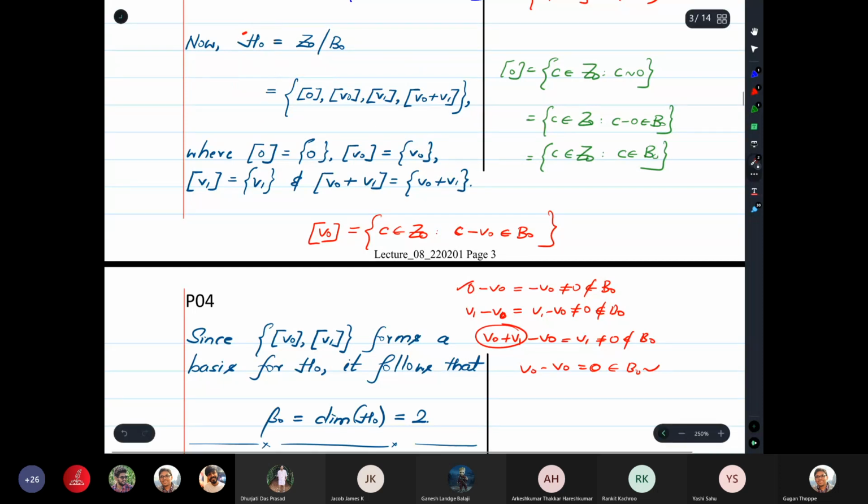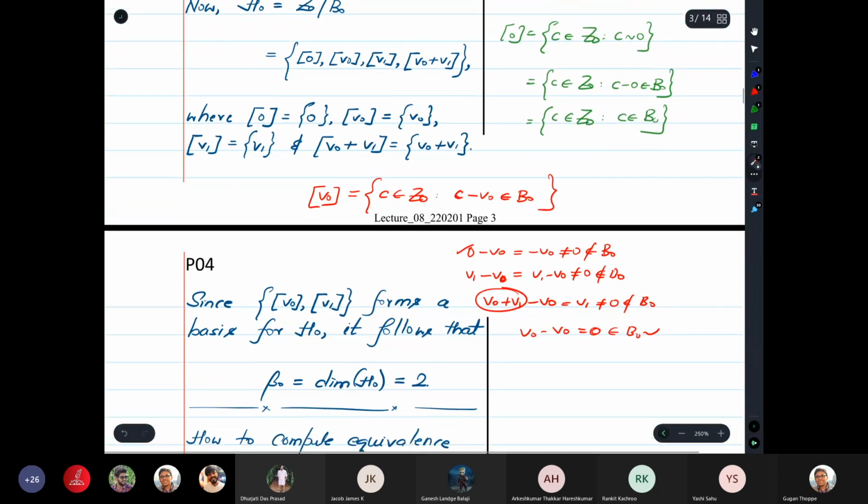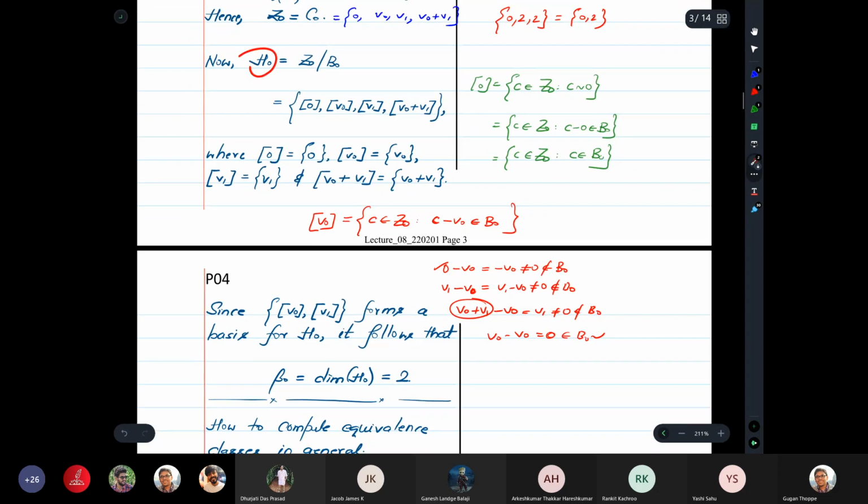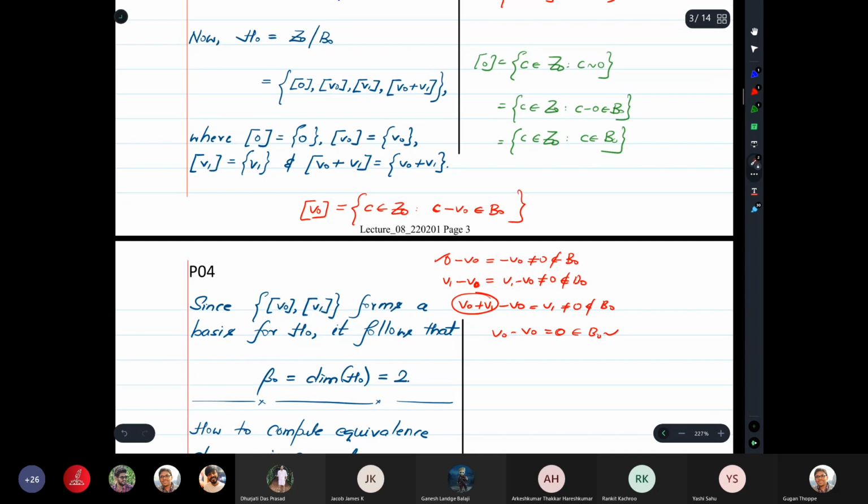For that we have to identify a basis, right? And one can see that the basis for this vector space is the set containing V0 and V1. Every element in this set can be constructed using a linear combination of elements in this set. Hence, this is a basis. From this, one can conclude that beta 0, which is the dimension of H0, turns out to be 2. Is this okay? So this turns out to be 2.